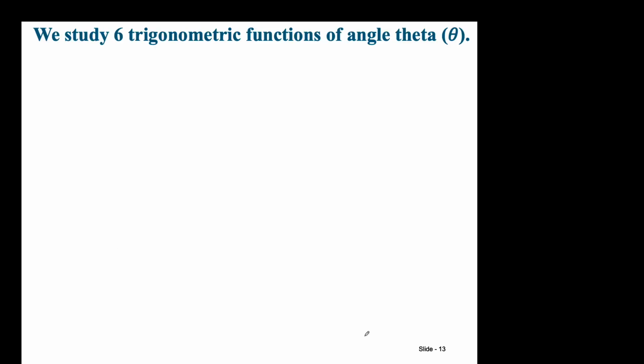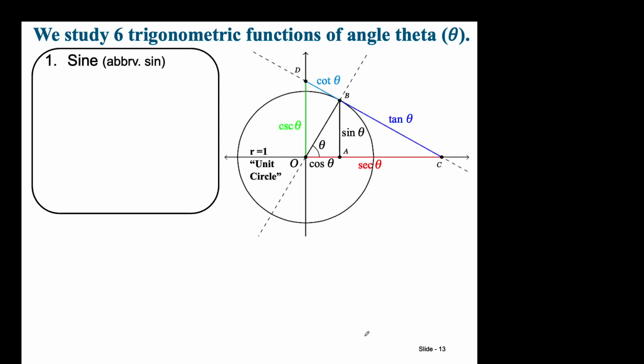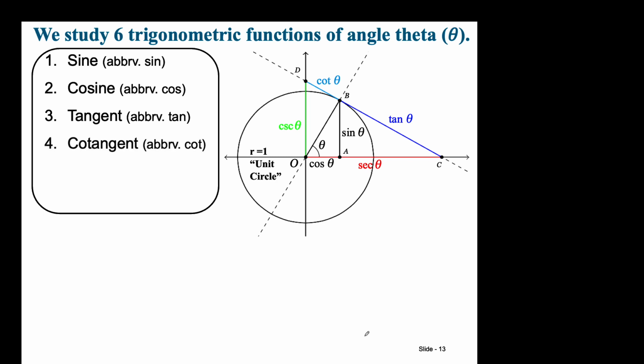Okay, we study 6 trigonometric functions of angle theta. Sine, abbreviated SIN, cosine, abbreviated COS, tangent, abbreviated TAN, cotangent, abbreviated COT, secant, abbreviated SEC, and cosecant, abbreviated CSC. You can see on this figure here, which we've gone ahead and set up on a unit circle. A unit circle means that its radius is 1, okay? So here, r is always equal to 1.